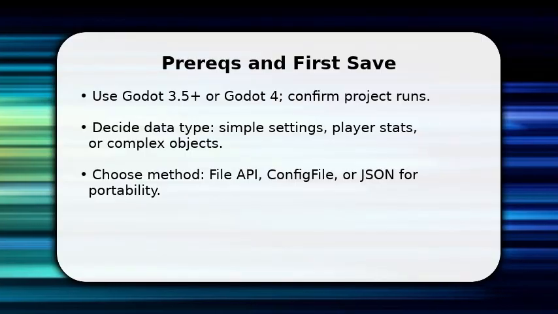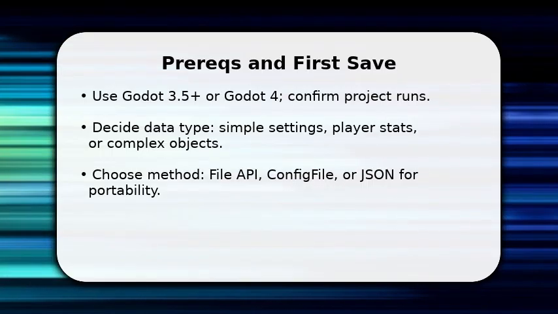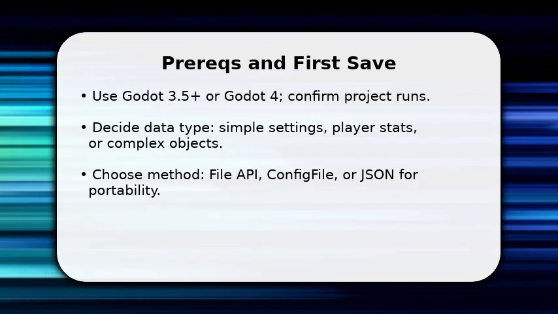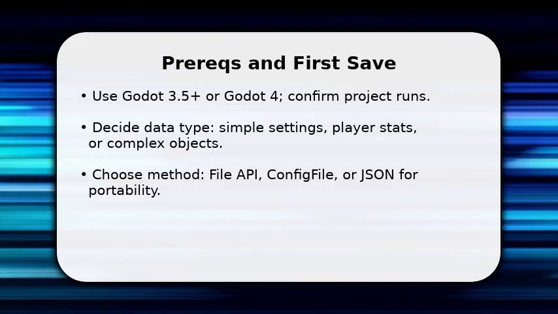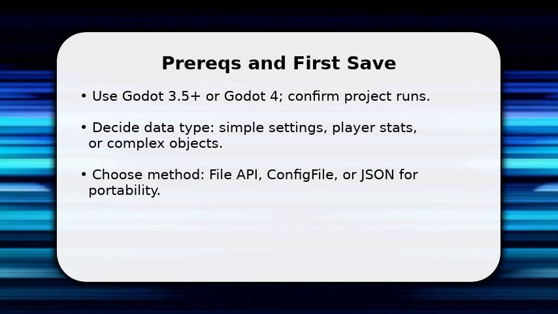You already have a running project and a clear data model. Start by creating a Save Manager script. First, declare the file path and a save structure dictionary or resource. Then, implement a basic save function that opens a file with FileAccess.open, writes JSON.stringify(data) or uses ConfigFile.save, and closes. You do this so the format is consistent and easily tested. Once done, call save from a button or signal to verify the pipeline immediately.